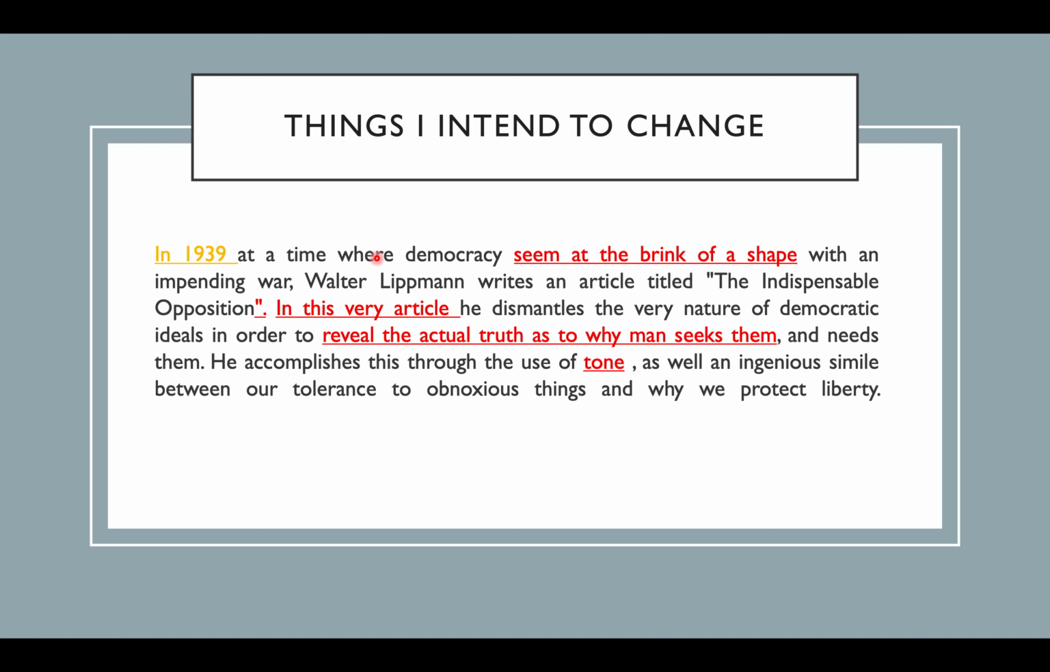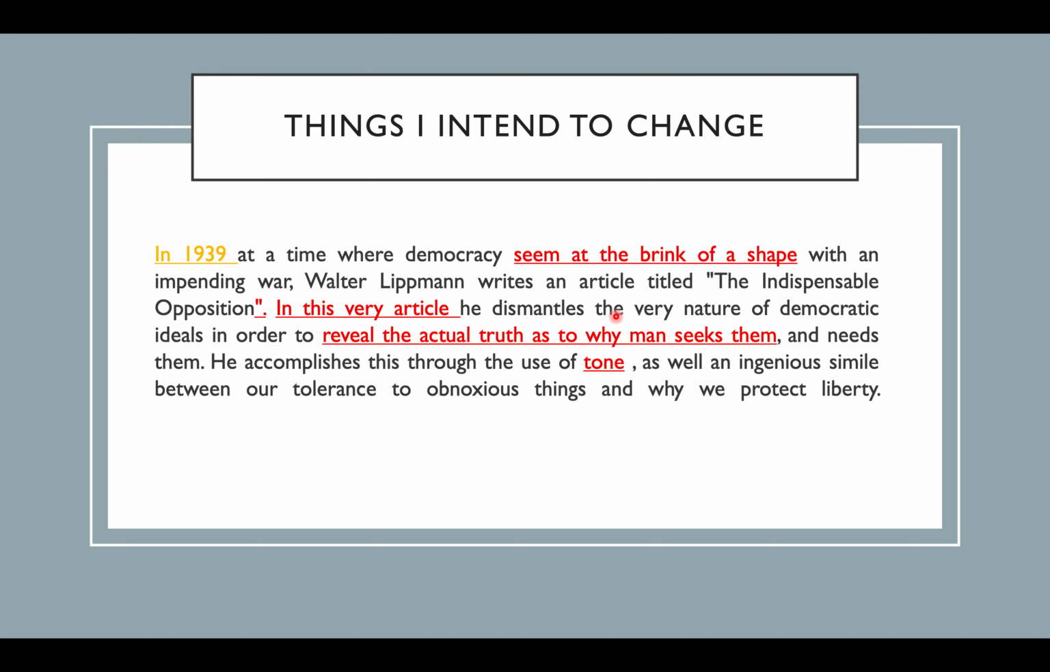In 1939, at a time when democracy seemed at the brink of a shape with an impending war, Walter Lippmann writes an article titled The Indispensable Opposition. In this very article, he dismantles the very nature of democratic ideals in order to reveal the actual truth as to why man seeks them and needs them. He accomplishes this through the use of tone as well as an ingenious simile between our tolerance to obnoxious things and why we protect liberty. This intro still gets the point, though it may be a little clunky here and there. It gets the point, definitely, but it needs a little work.